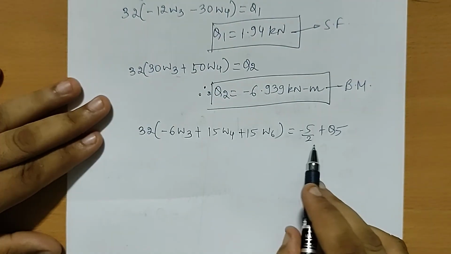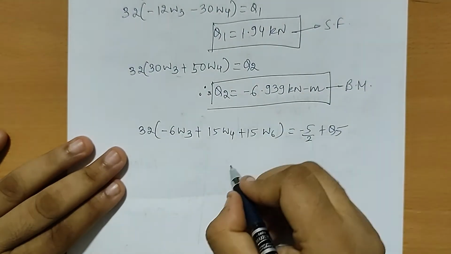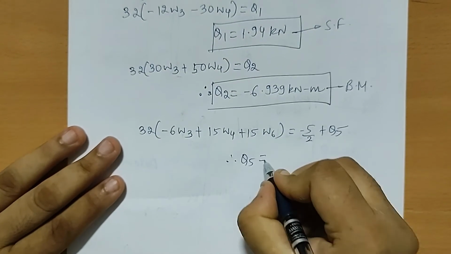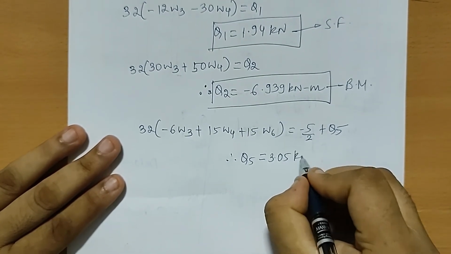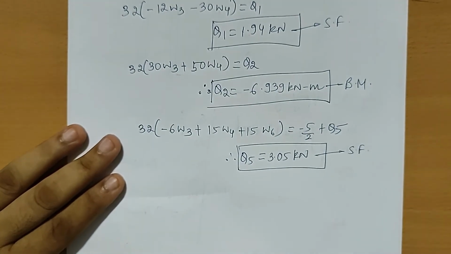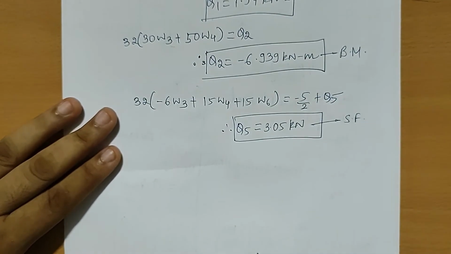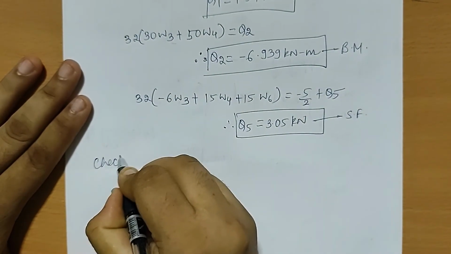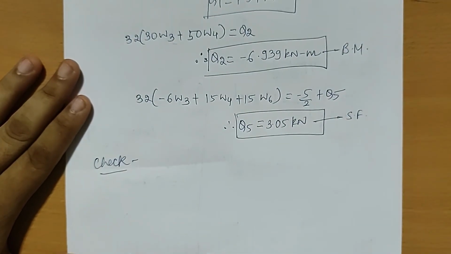Next I have, note this equation, here a minus 5 by 2 is also there. Therefore I get Q5 as 3.05 kilonewton. This is the shear force at node 3. Now next I am going to go for my check step. I need to know if the answers that I have got are correct.